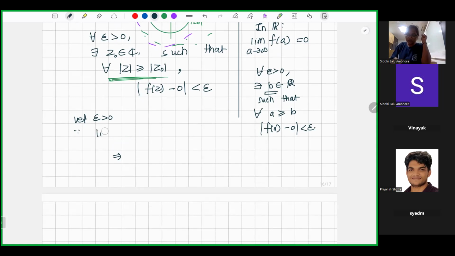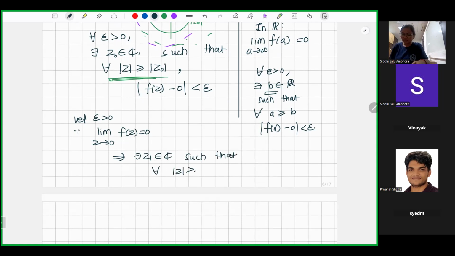The limit as z goes to infinity of f(z) is 0. So this implies that there exists z1 in C such that for all |z| greater than or equal to |z1|, |f(z) - 0| is less than epsilon.